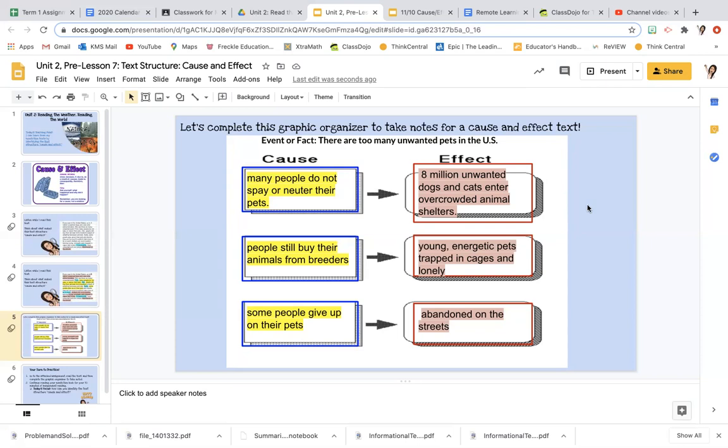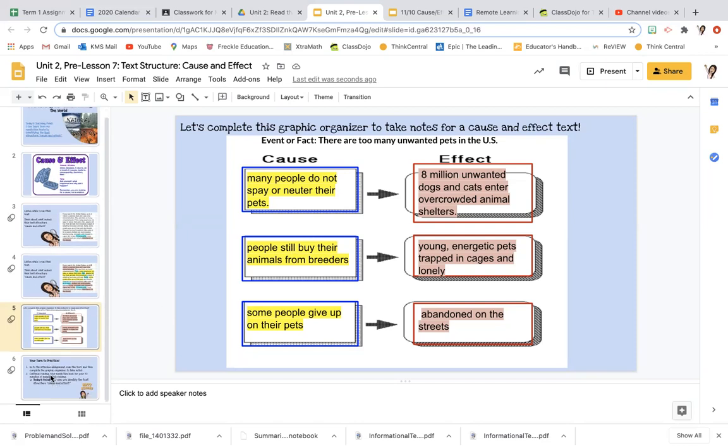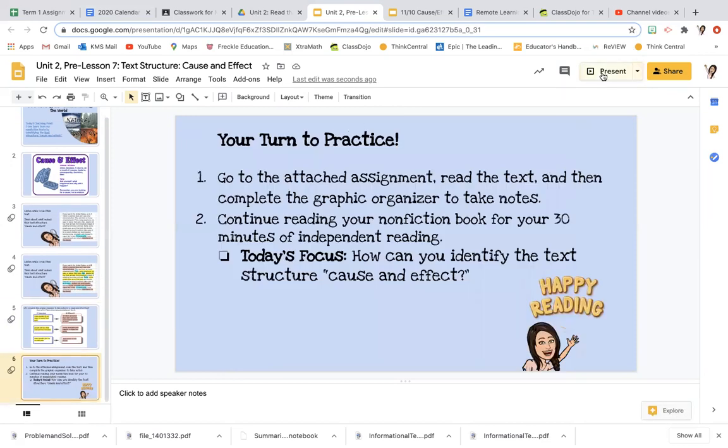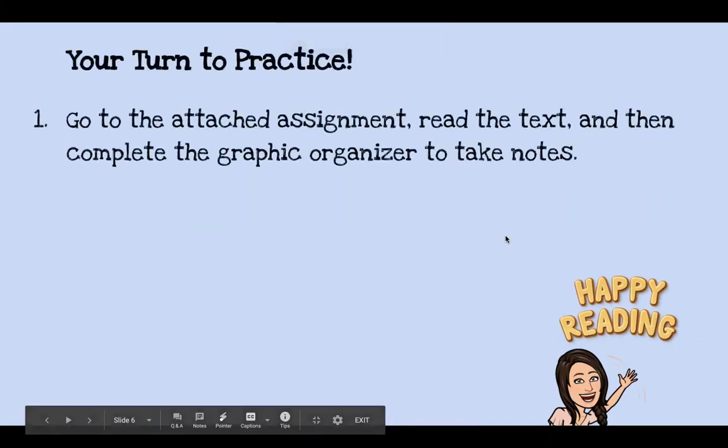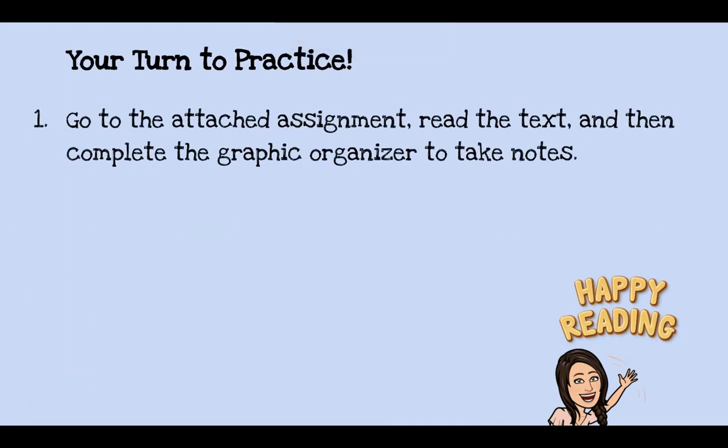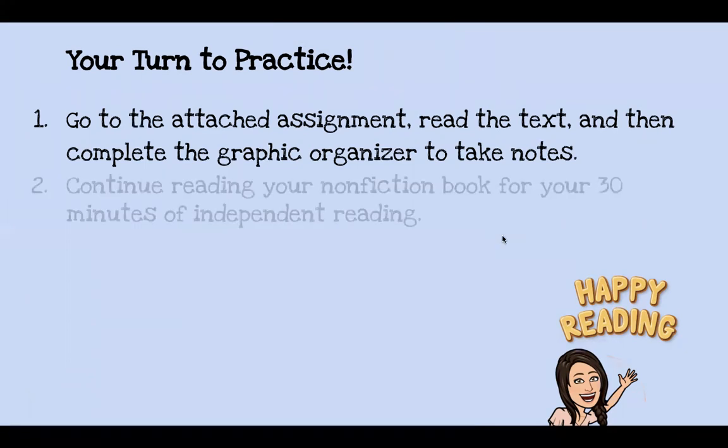So with those, you could see different numbers of boxes and different organizers. Like in the one I gave you today for your assignment, it's going to be one box for cause, and then I think it was 3 boxes for effects. So it just depends on the structure of the text and what the text is teaching you or telling you about. Okay, so it's now your turn to practice taking notes for cause and effect. So you're going to read the text, and you're going to complete the graphic organizer listing what's the cause of the issue, and then what are the effects of that because that happened.